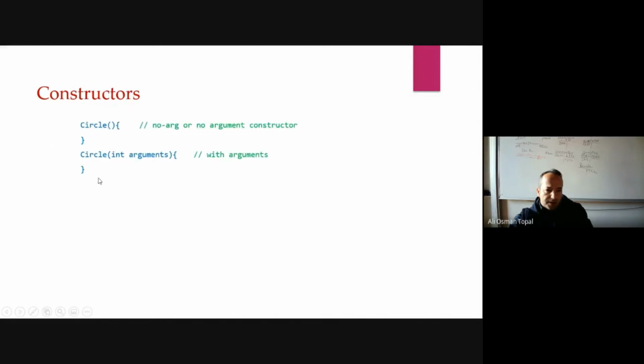So this is how we use constructors. I just put them here. You can come back and check later on. Circle class name, and this is the one-argument Circle constructor.